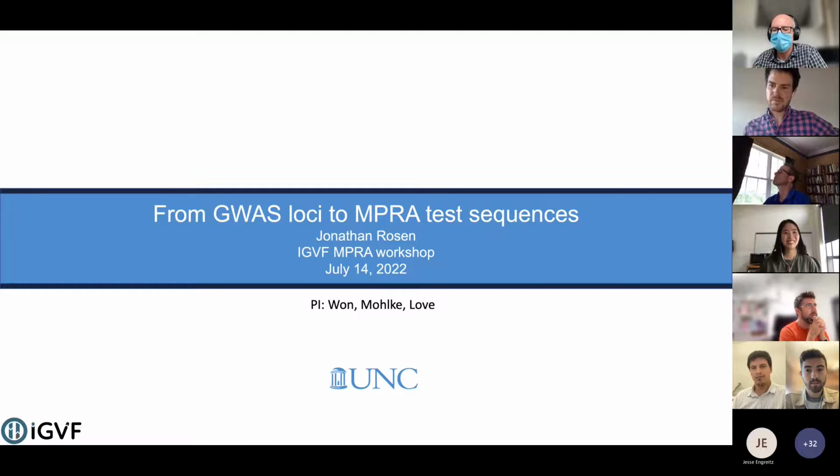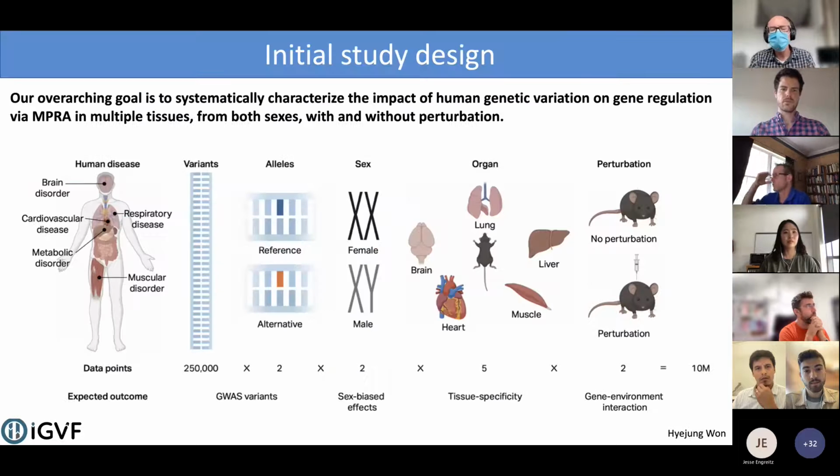My name is Jon Rosen. I am a trainee working with Haejong Won, Karen Mulkey, and Mike Love, two of which are on the call right now, and working on the MPRA that UNC is doing for IGVF. And I want today to talk to you a little bit about moving from selecting variants to test and generating the MPRA sequences around those. So to start, I just want to briefly go over our initial study design.